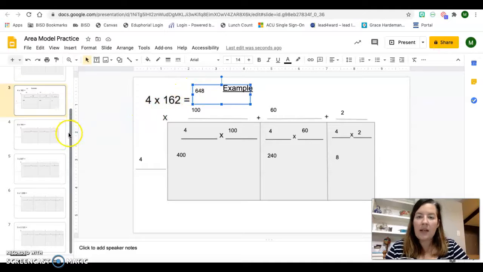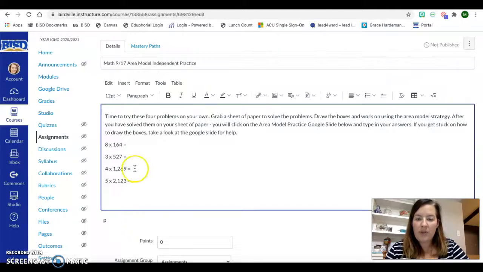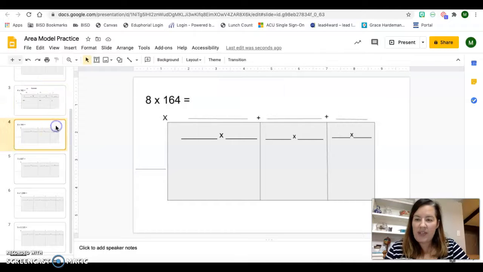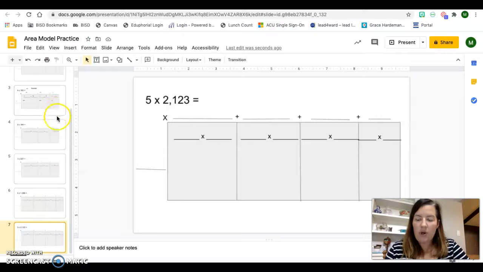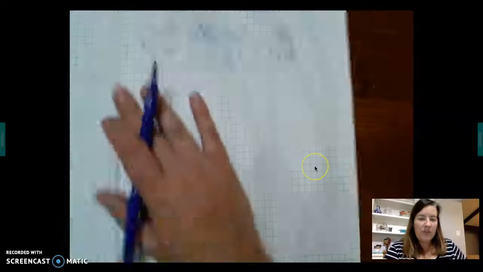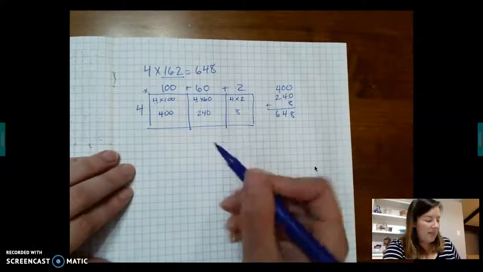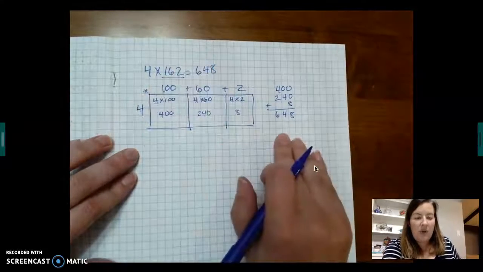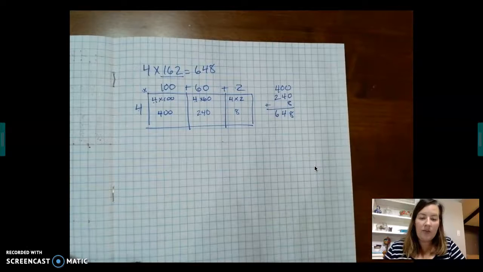So you are going to practice. You have 4 problems to do on your own. There are these 4 right here. 1, 2, 3, 4. And your Google doc or Google slide will look like this. So there's 1, 2, 3, 4. But the first step before we did anything was to do it here on paper. So you need to grab a sheet of paper to write it down first. Once you've solved it, then you will be ready to plug it into your Google slide.